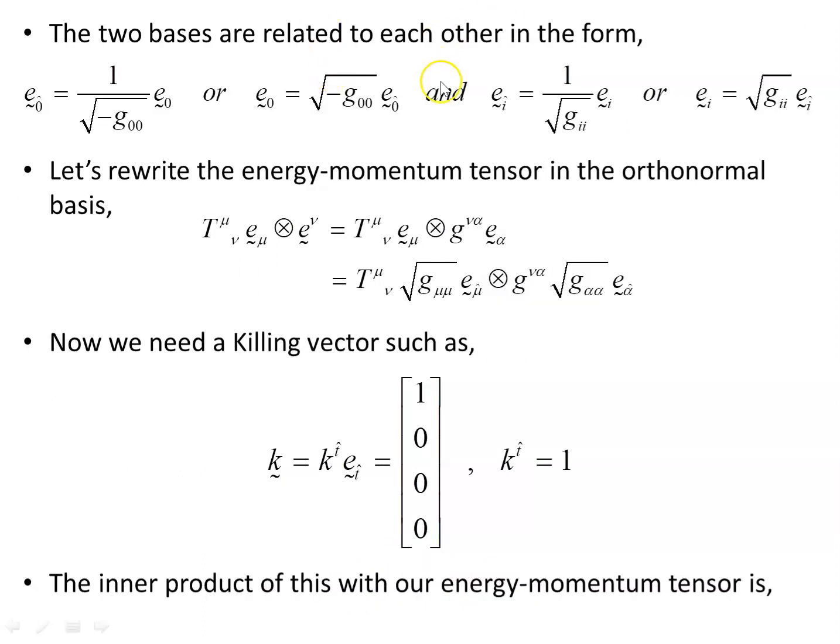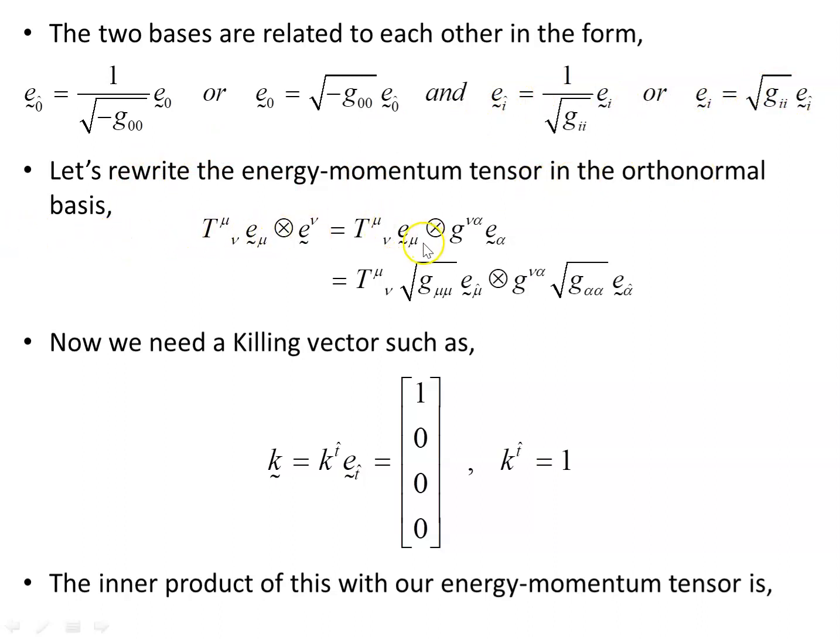So the two bases are related to each other in the form E0 hat is 1 over the square root of minus G00, for whatever metric you're using, times the coordinate basis vector E0. Or the other way around: the coordinate basis is this object times the orthonormal basis vector of the same component. The spatial ones follow this pattern here. Now, let's rewrite the energy momentum tensor in the orthonormal basis.